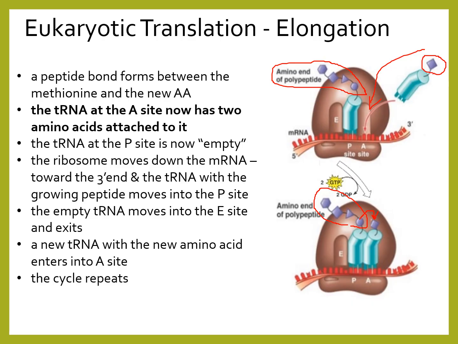The ribosome now is going to head to the 3' end of the mRNA, and when it does that, the P site tRNA, which has lost its polypeptide and is now empty, moves into the E site and exits. The A site tRNA, which has now got the polypeptide attached to it, slots into the P site, and then the A site is empty and ready to receive a brand new tRNA with the newest amino acid you want to add to the growing polypeptide chain. And the cycle is going to repeat over and over and over again.